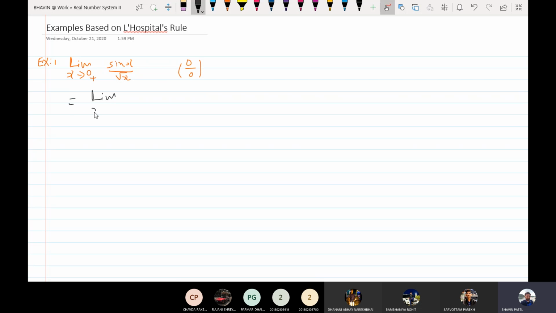So this is nothing but limit x tends to 0. Limit of this is how much? It is exactly equal to derivative of sin x with respect to x, derivative of root x 1 upon 2 root x. So this is nothing but limit x tends to 0 plus 2 root x into cos x. Now put x equal to 0, your limit is 0. So 0 is the answer. Okay.